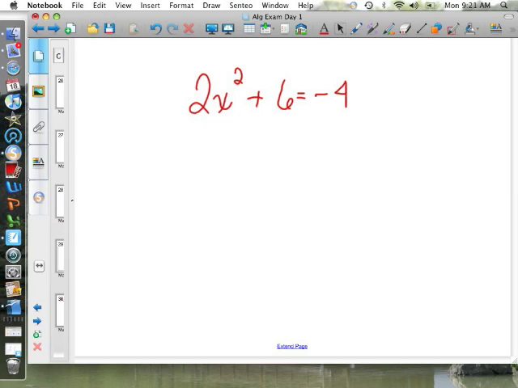Isolate x squared, take the square root of both sides. Why do I not have to set that equal to 0 and solve? No other x term. There's no other x term. There's only one x term. Okay, as long as there's just one x term, you can simply isolate it and do whatever you've got to do.